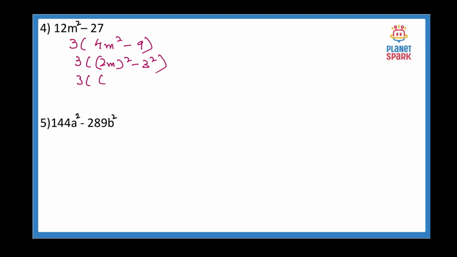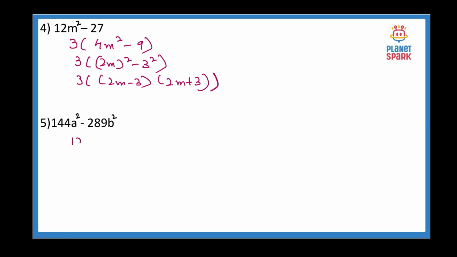Using the identity a square minus b square is equal to a plus b, a minus b, in place of a we have 2m, in place of b we have 3. So 3 bracket 2m minus 3 and 2m plus 3. So in the places where you cannot use the numbers directly as a square, try taking out common from them.